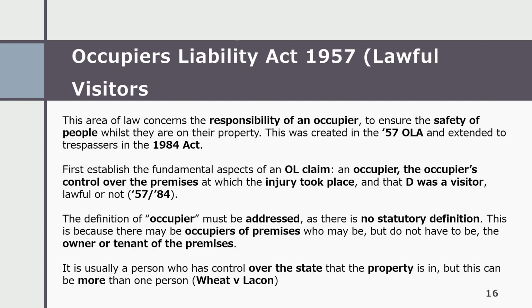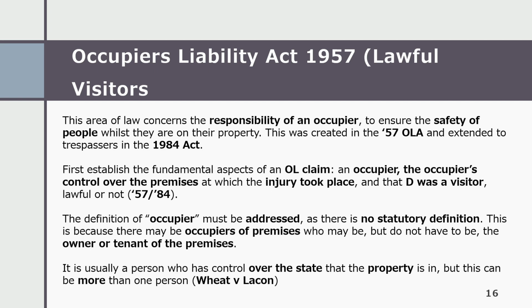So, the Occupiers Liability Act 1957. Occupiers liability concerns the responsibility of an occupier to ensure the safety of people whilst they are on their property. This was created in the 57 Act and extended to trespassers in the 84 Act. So, when you're tackling this in your essay, first you need to establish the fundamental aspects of an OL claim: the occupier's control over the premises at which the injury took place, and that D was a visitor, lawful or not, which will depend on which act you use. So if they're a lawful visitor or child, then you use 57. If they are a trespasser, then you use 84.